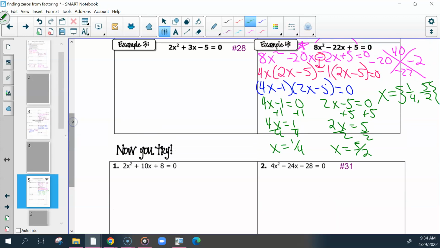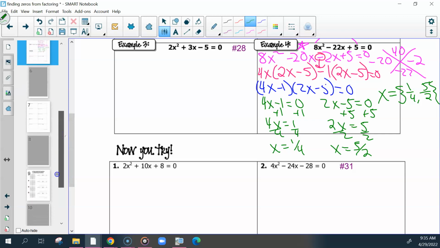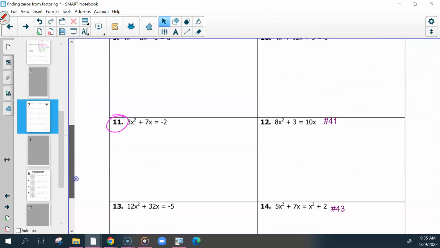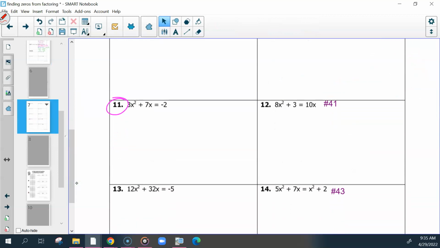Before we move on, do we have any questions on that one? Okay. For any of these problems, solve set equal to 0 or not. So I'm going to pick 11, and I'm going to put that one in Desmos and show you how Desmos would do this.